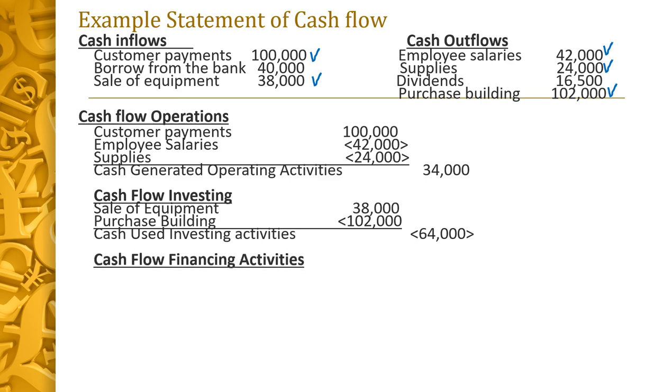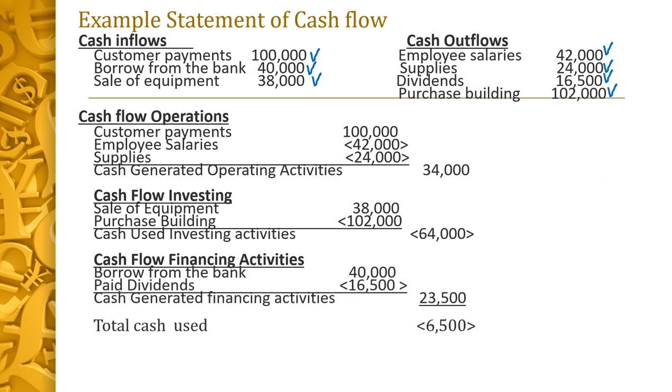Now the last thing we're going to look at is how did we finance the company's growth. First of all, we borrowed money from the bank, but we paid dividends, which would have reduced our cash flow. So overall, this company has a negative cash flow overall, which means that our cash went down by $6,500 in total based on activity from operations, investing, and financing activity. Now, whether this is good or bad has a lot to do with where the company is in their cycle. Are they at the beginning? Are they in the middle? Or are they at the end?